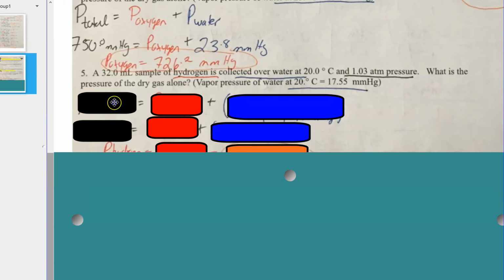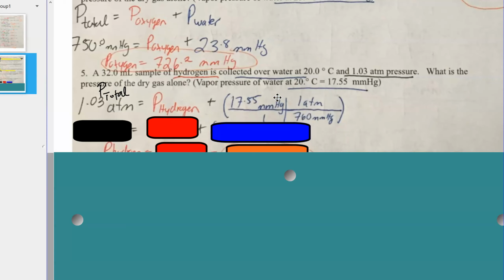So, what do we know? We know that the total pressure of the system is 1.03 atmospheres. Let's be specific. We're going to label that as pressure P total, and that's equal to the pressure of hydrogen plus the pressure of the water vapor.